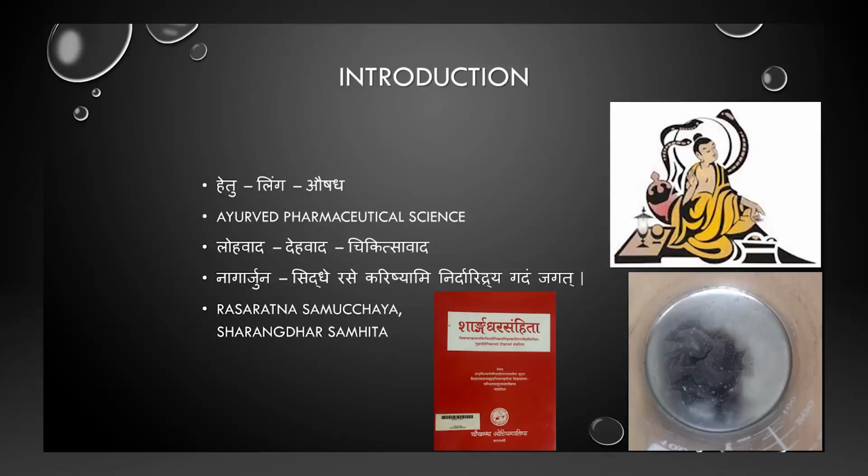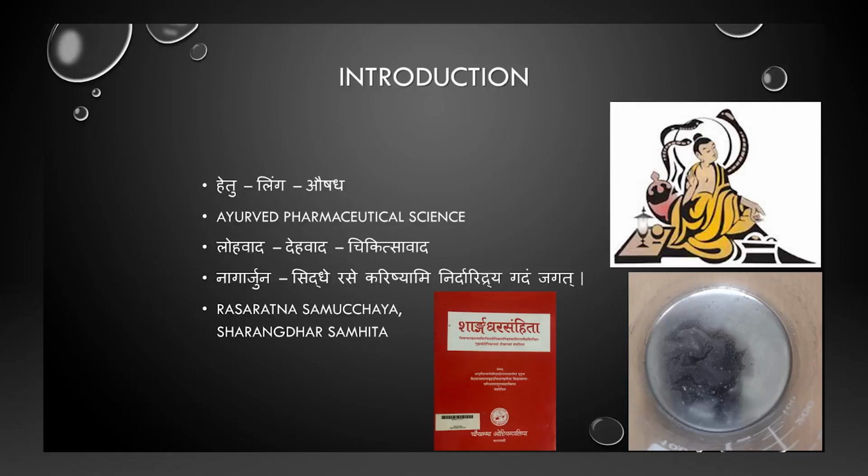Rasa Shastra means the science of mercury or the knowledge of essence. Rasa Shastra mainly deals with the knowledge of alchemy, that is Lohavad, specially related to mercurial and metallic preparations. It was being used to strengthen the body or to become immortal. It is called as Dehavad.